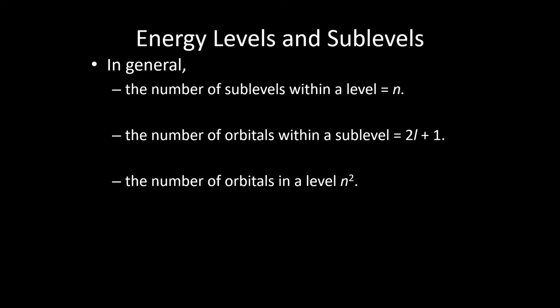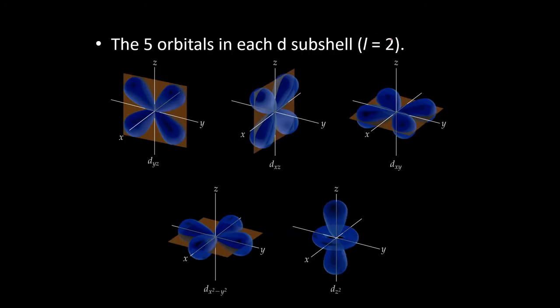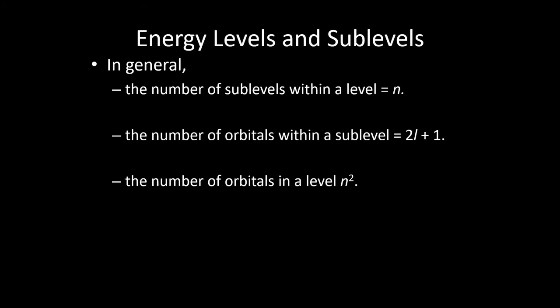Alright, so in general, the number of sublevels within a level is equal to n, which we can see back here. In this level, where n is 1, we have 1 subshell. When n is equal to 2, we have 2 subshells. When n is equal to 3, we have 3 subshells. And that will continue on past that point, because like I said, n can go up to 7 or so on the periodic table.